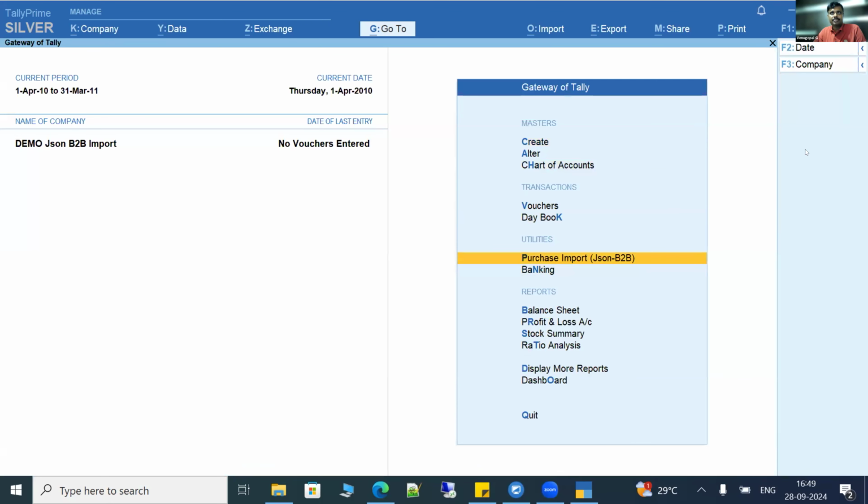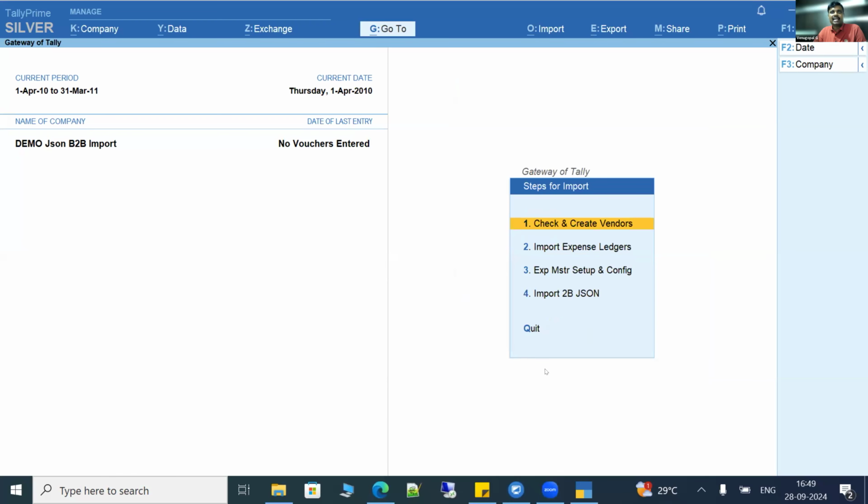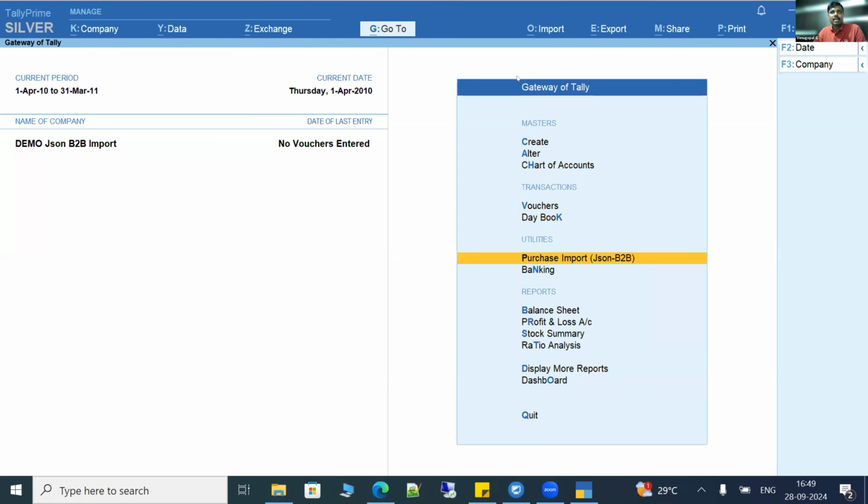Then once you enable and configure that, you will be able to see a new menu, Purchase Import JSON B2B, in the utility section, which is not there in your standard Tally. Go back to the Gateway of Tally. You will not find it in the utilities. You will only find banking. Now, along with the banking, you are seeing an additional button called Purchase Import JSON.